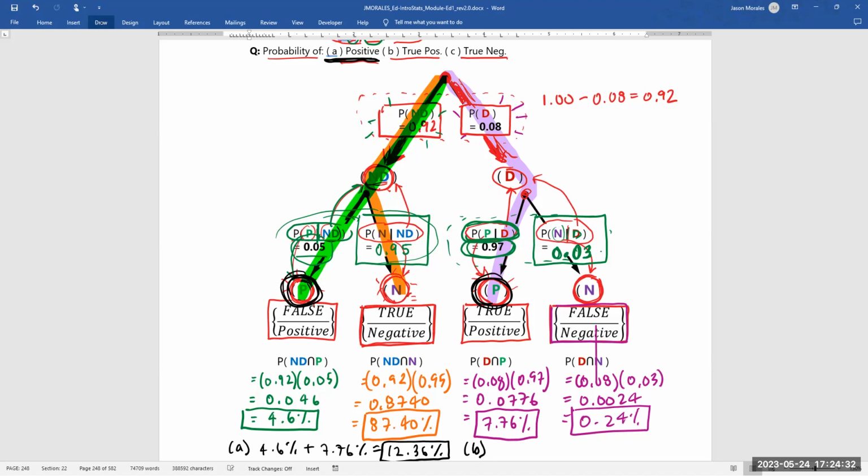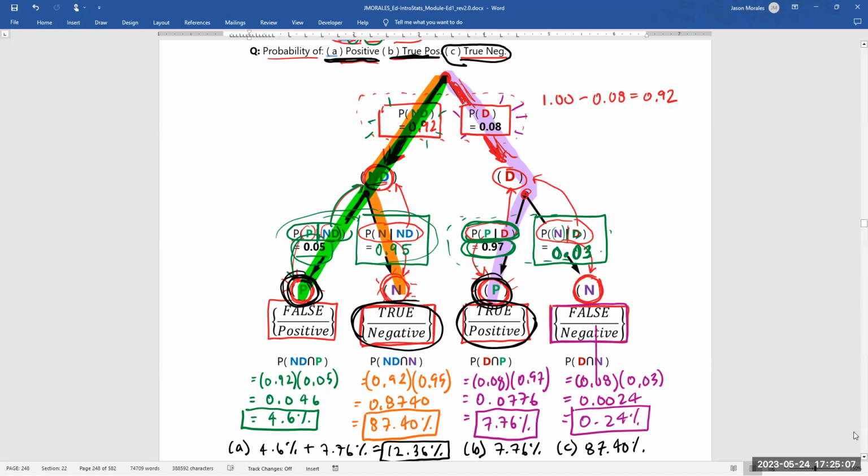Okay, and B, the probability of a true positive. So the probability of a true positive is right here. We calculated that to be 7.76%. And then finally, part C, the probability of a true negative. Let's see, true negatives here. And that's 87.40%.